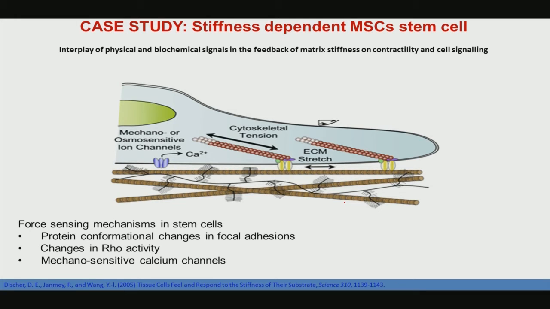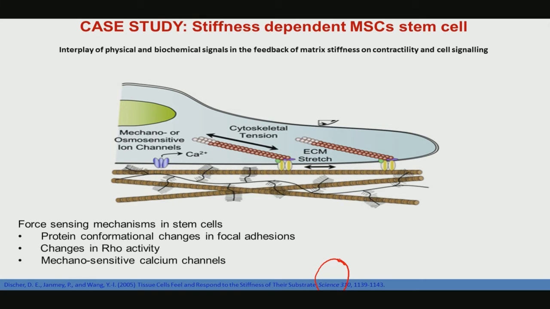People have studied other things also. Another famous study, published more than 10 years ago in the journal Science, again one of the most reputed journals in the field, is the work by Discher, Janmey and Wang, and the title of the paper is Tissue Cells Feel and Respond to the Stiffness of their Substrate.